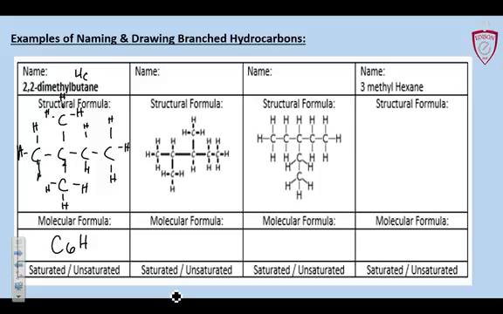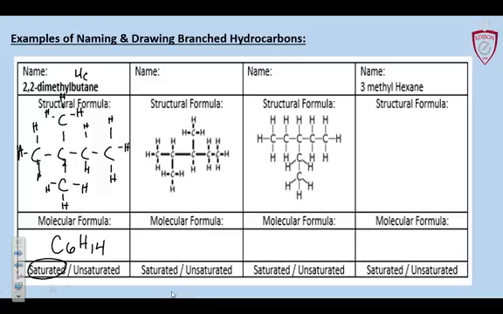Because it's an alkane homologous series, I can use the general formula. Yes. No double bonds, no triple bonds. Yes. Branched hydrocarbons still obey the alkane homologous series general formula. And it is saturated. All right, good. All right, next one.